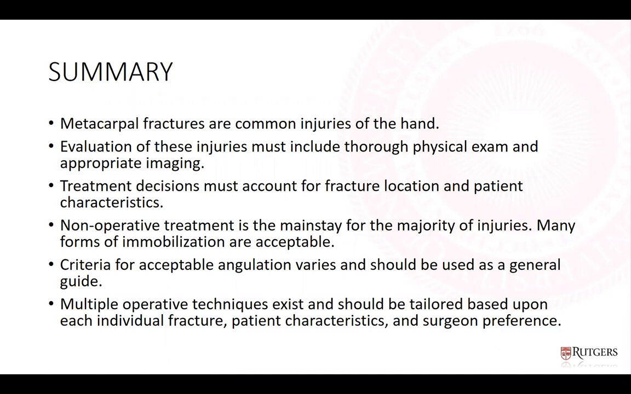What's the structure that prevents it from shortening more than 5 or 6 millimeters? So it's the intermetacarpal ligament that really prevents the shortening. Yeah, sometimes that's an in-service or a board question, the deep transverse intermetacarpal ligament.